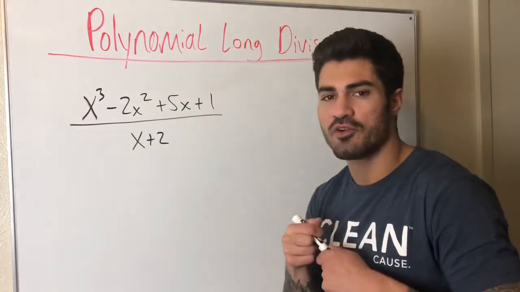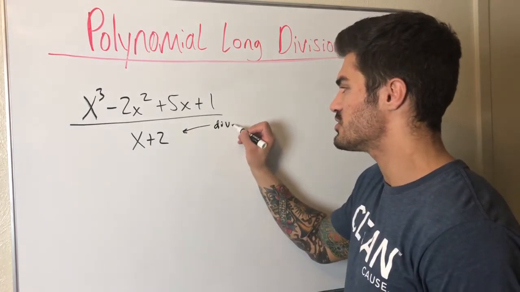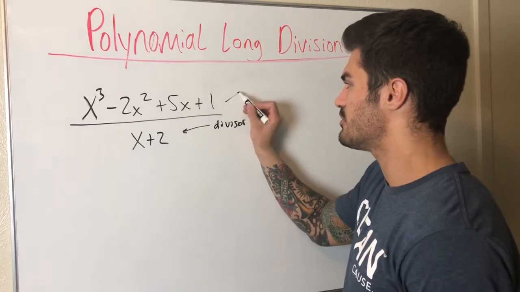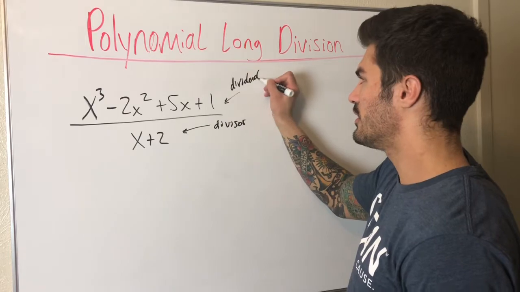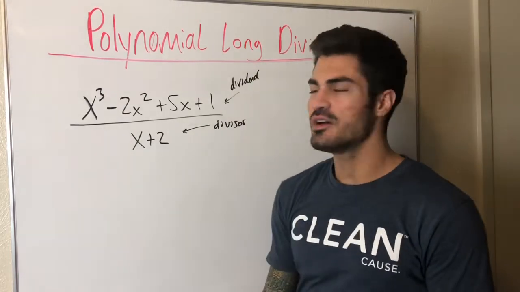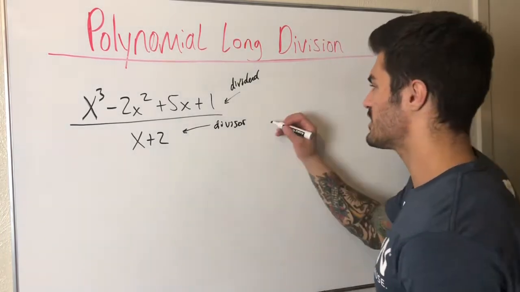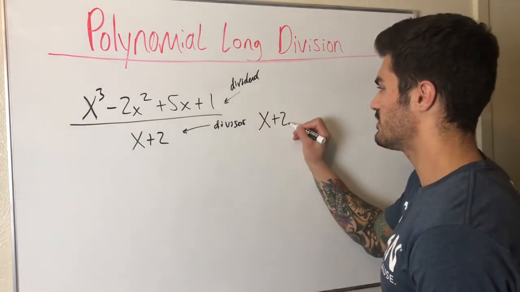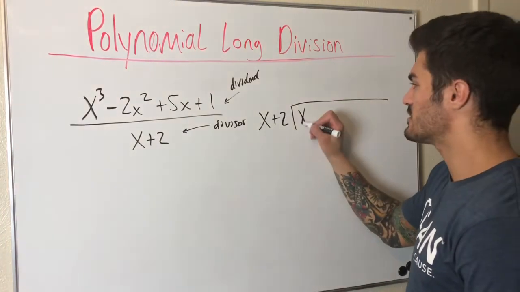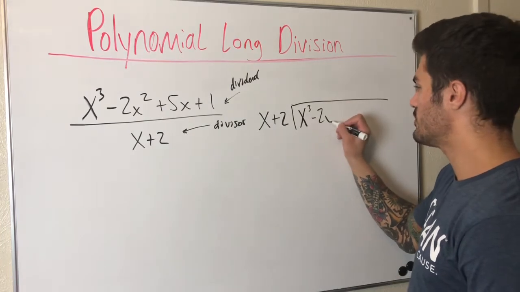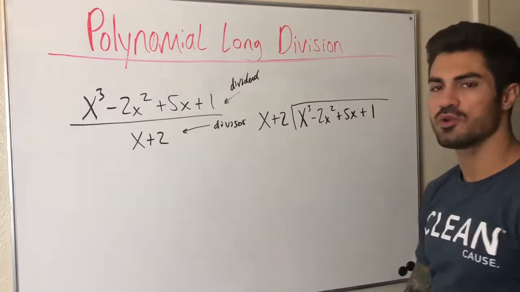So again, I have our vocabulary words we can use here, and we can call this the divisor. It's the same as regular division. This is the divisor on bottom, and this is the dividend on top. The dividend gets divided by the divisor. That's how I remember it. So the divisor kind of goes into the dividend, is how I think of it. So our divisor is out here, and that's going into the dividend, x cubed minus 2x squared plus 5x plus 1. Now let's go ahead and start the process.